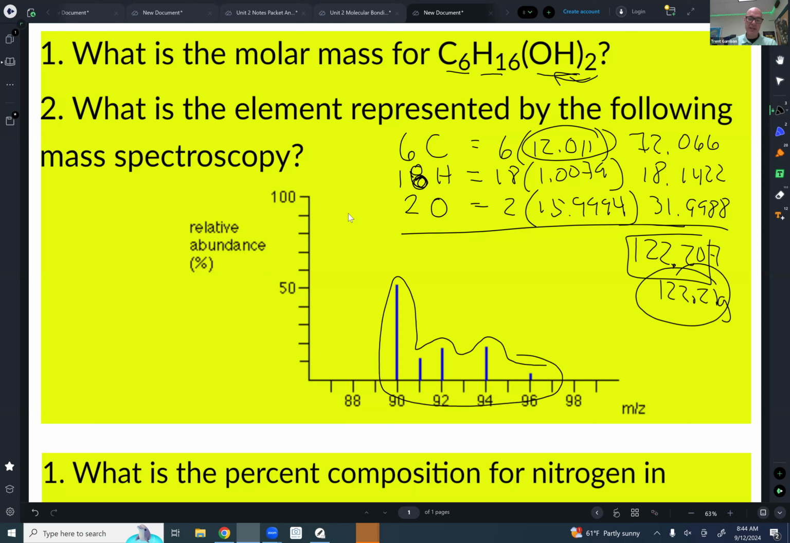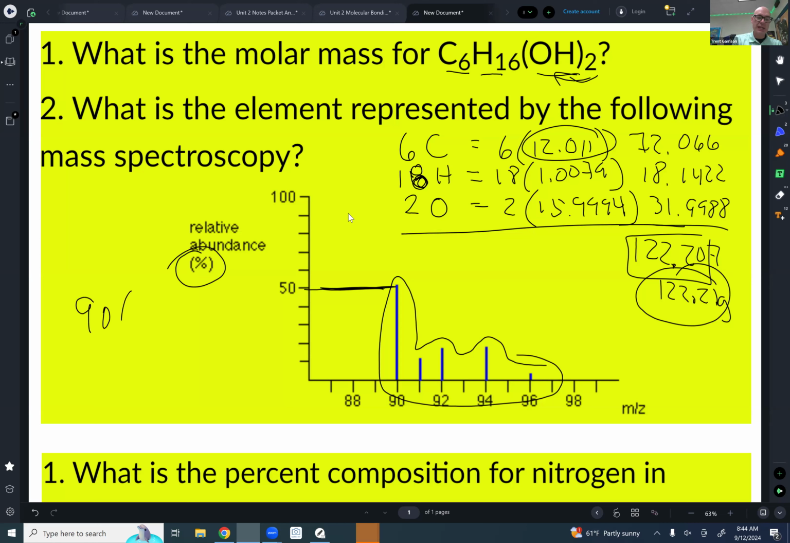All right, next, we've got this nice distribution. It's a mass spectroscopy graph. We have to figure out what element this is based on nothing else but these lines. But we do have a little bit of information here. We do see that there is a percentage of each one of these.